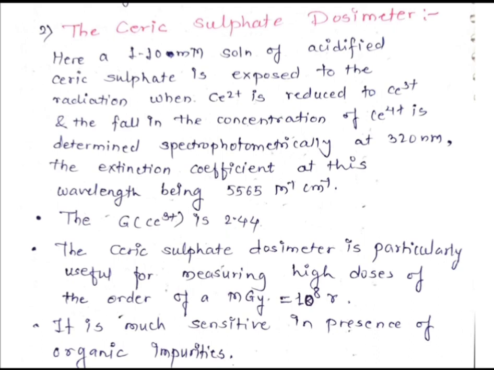In the ceric sulphate dosimeter, a 1 to 10 millimolar solution of acidified ceric sulphate is exposed to the radiation. So initially we have to prepare a 1 to 10 millimolar solution of the acidified ceric sulphate. Then we have to expose this solution to the radiation, when cerium 4+ is reduced to cerium 3+. As in the Fricke dosimetry Fe2+ is oxidized to Fe3+, here the cerium 4+ is reduced to cerium 3+.